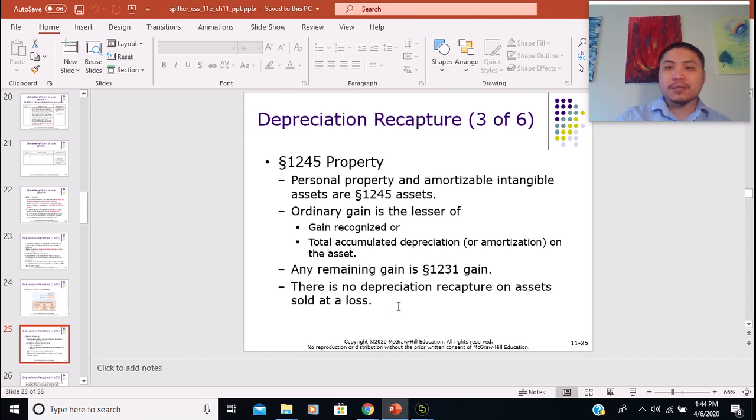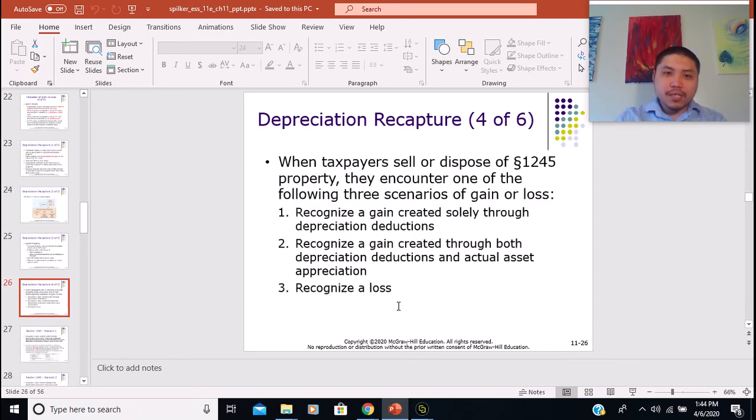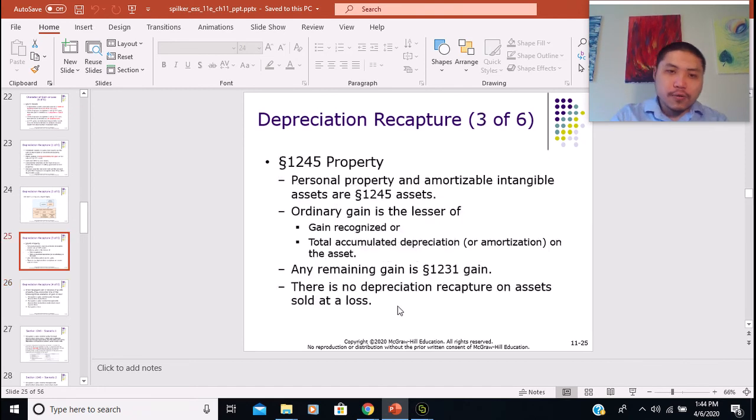So if you have a loss, then just keep it, as you can just deduct that as an ordinary loss, right? So when we sell Section 1245 property, there can be three scenarios that can be happening.